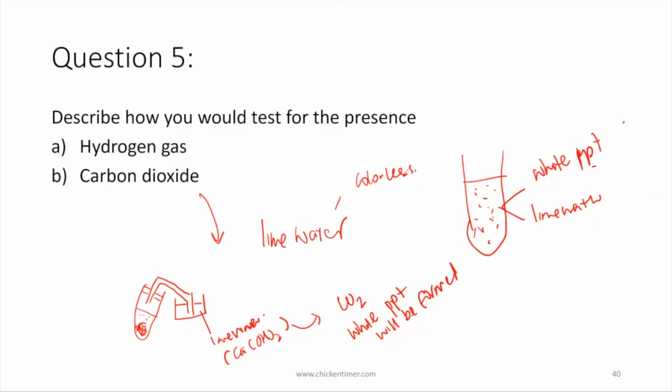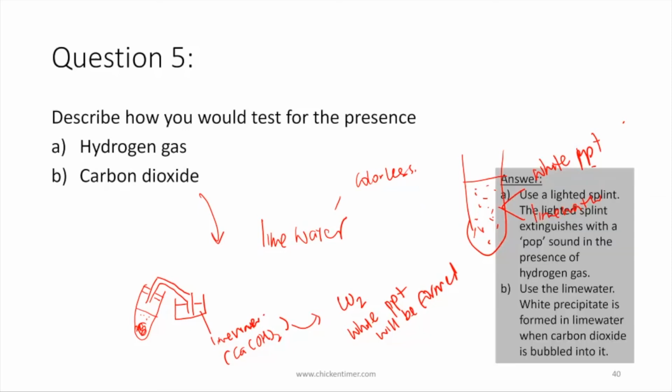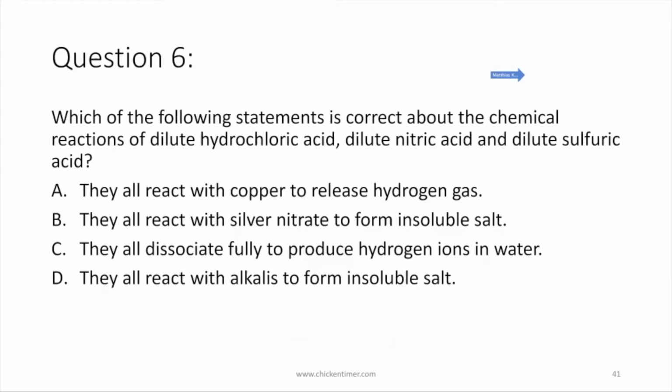Like that. So the explanation is use lime water. White precipitate is formed in lime water when carbon dioxide is bubbled into it. Which of the following statements is correct about the chemical reactions of dilute hydrochloric acid, nitric acid, and dilute sulfuric acid?